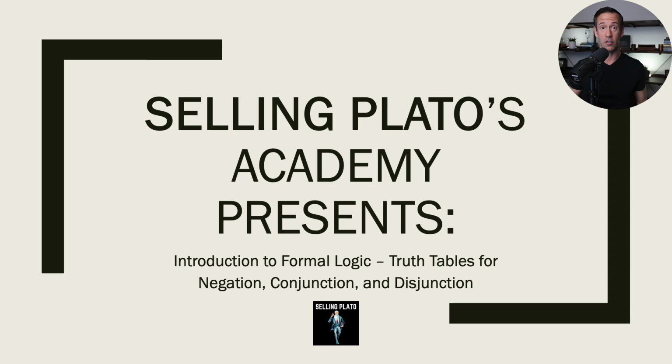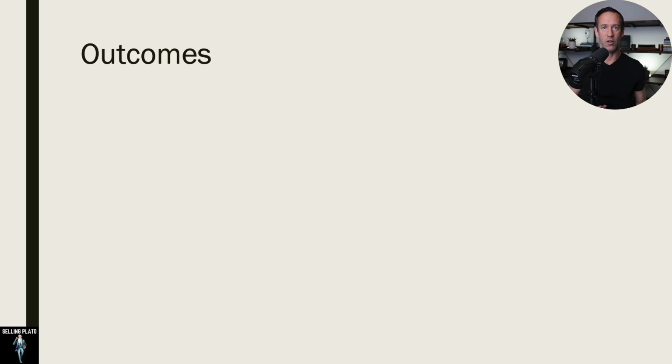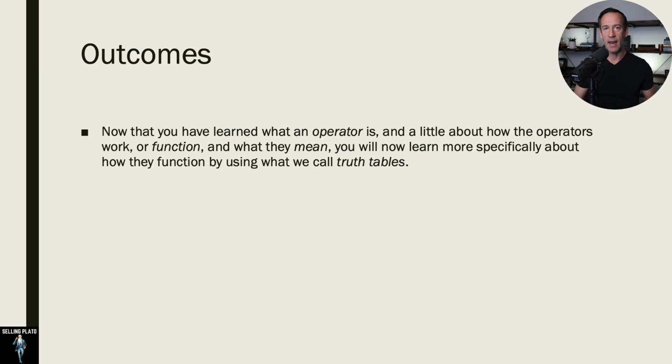All right, so let's get into specifics. What can you expect from this lesson? Well, now that you have already learned what an operator is, and a little bit about how they work or function, and also what they mean, right? The syntax, how they work, how they function, the rules involved, and also what they mean, the semantics or the interpretation. You're now going to learn more specifically about how they function by using what we call truth tables.